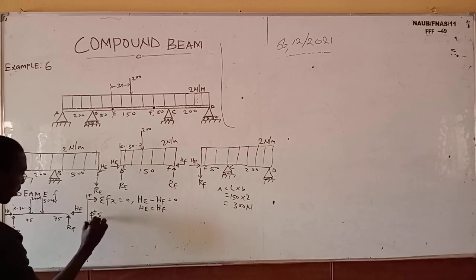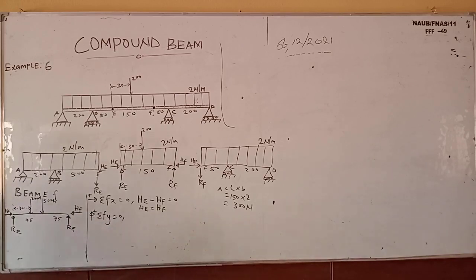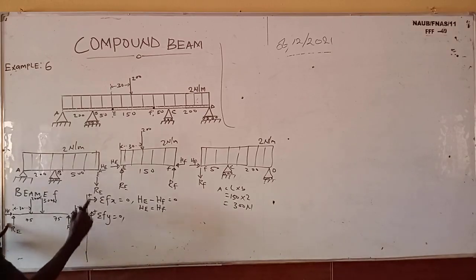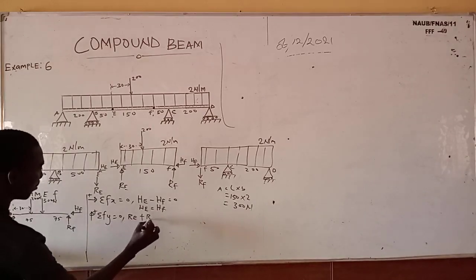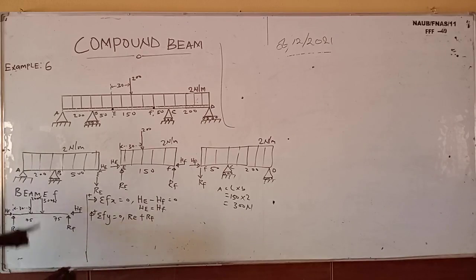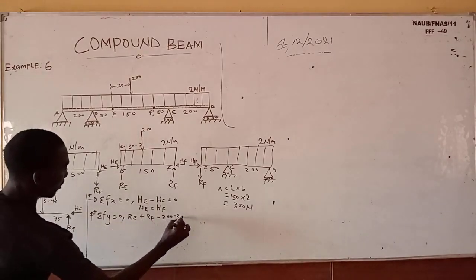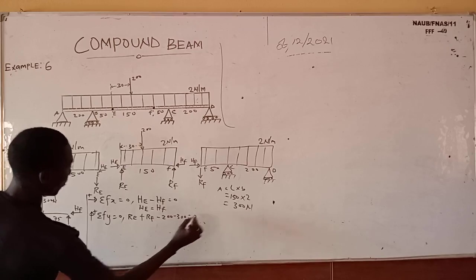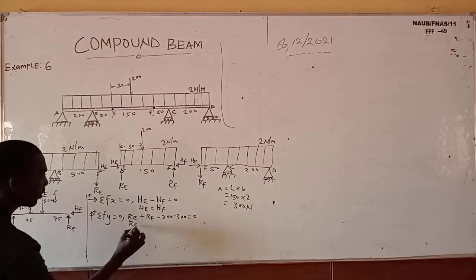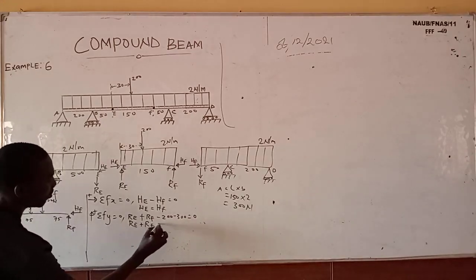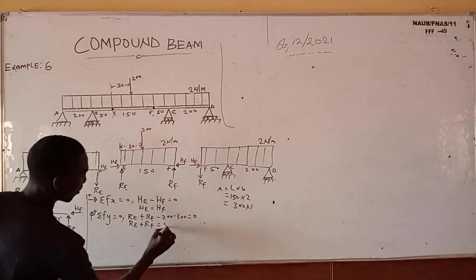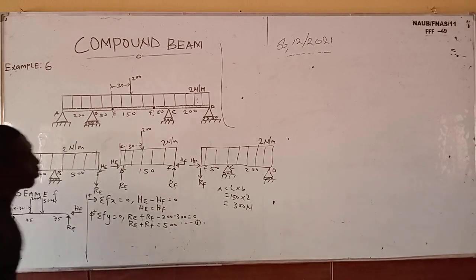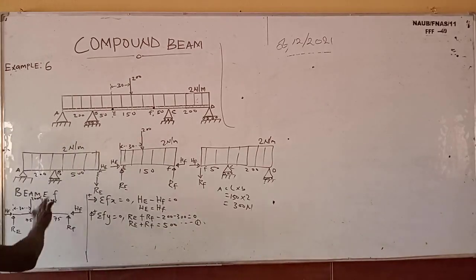Vertical force. So summation of Y force equals 0. What are the vertical forces that we have? We have this and this as our upward forces, which are positive. So it means R_E plus R_F, then minus 200 minus 300 equals 0. So R_E plus R_F will be equal to minus 200 minus 300, which is minus 500. When it goes to the other side, it becomes positive 500. Equation 1.